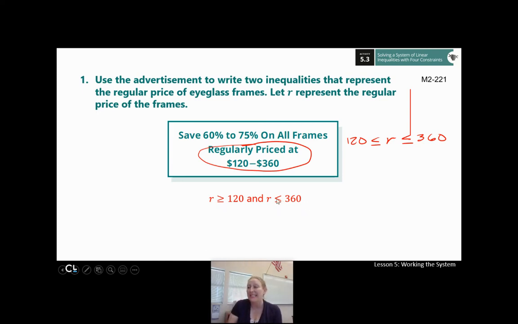So in order to get this deal, this has to be the case, right? That your regular price has to be greater than or equal to 120, and it also needs to be less than or equal to $360.